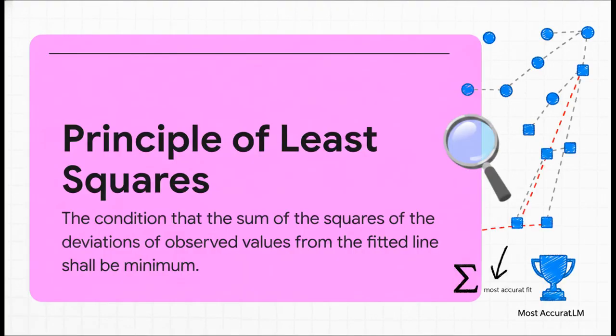But how do we define best? That's where something called the principle of least squares comes in. It sounds really complicated, I know, but the idea is pretty simple. It's basically a mathematical rule that finds the one line where the total amount of error, the distance from each real data point to the line, is as small as it can possibly be. It's how we mathematically guarantee the most accurate fit.